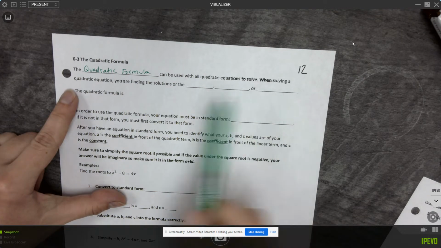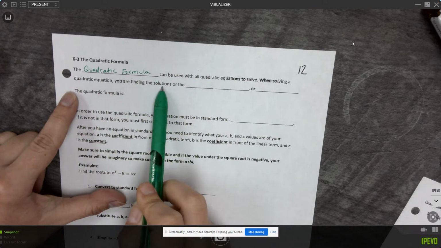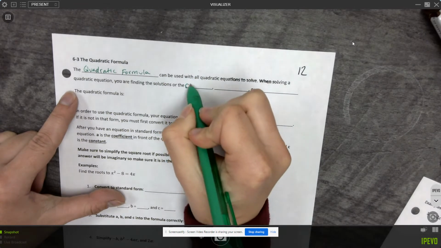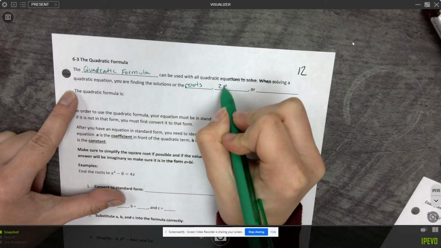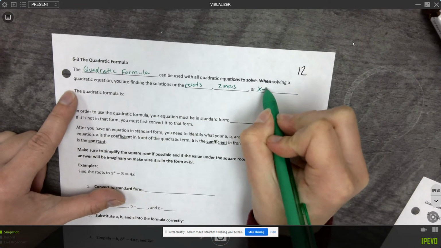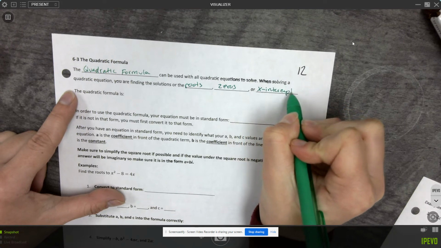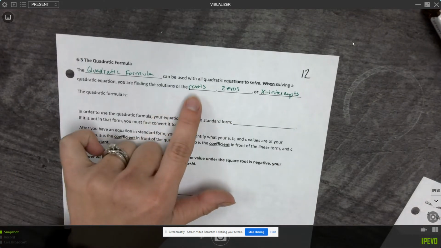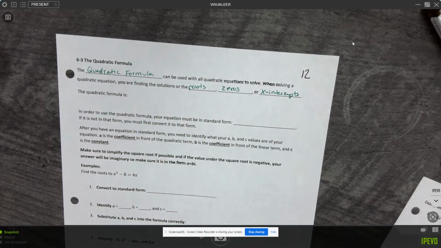Remember, when you are solving a quadratic equation, you are finding the solutions, which are the roots, zeros, or x-intercepts. So if I ask you to find the solutions, the roots, the zeros, the x-intercepts, I'm asking you to find the exact same things. Okay?